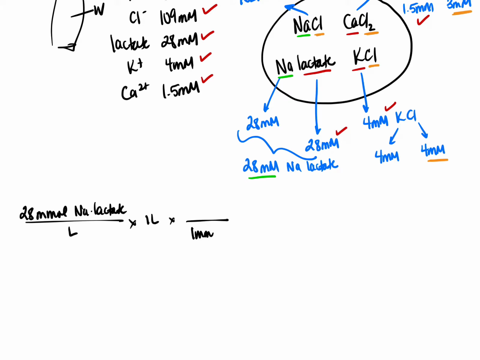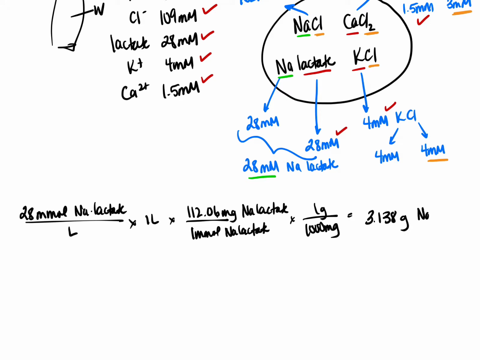1 millimole of sodium lactate is 112.06 milligrams of sodium lactate. And do a little unit conversion here. 1,000 milligrams is 1 gram. We get 3.138 grams of sodium lactate.